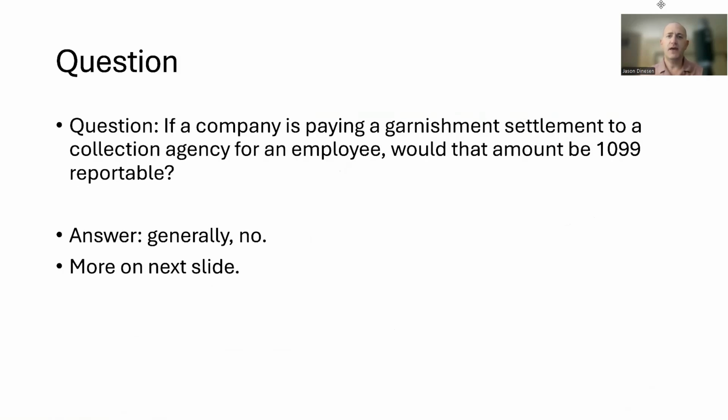Question: if a company is paying a garnishment settlement to a collection agency for an employee, would that amount be 1099 reportable? The answer is no. If it's just a collection agency that you're sending money to, it's no. And most of the time, no matter who you're sending a garnishment to, the answer is no. Because nothing is ever easy, there is a longer answer to it. So it's no. Regular old garnishments, you have no 1099 reporting obligation to whoever you're sending the money to.